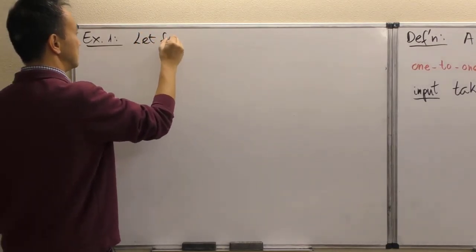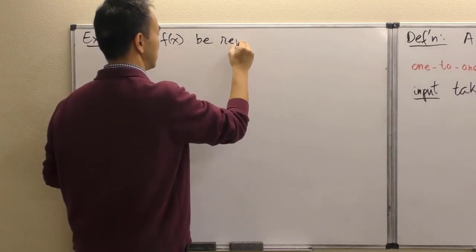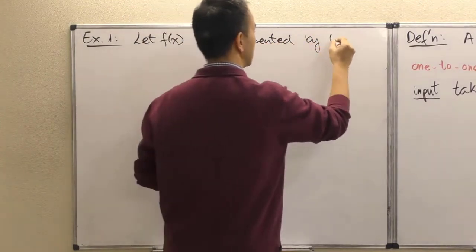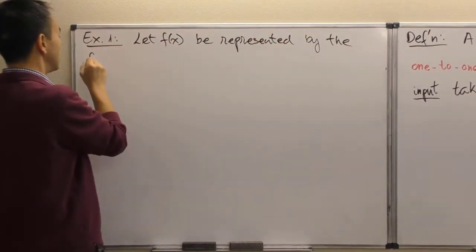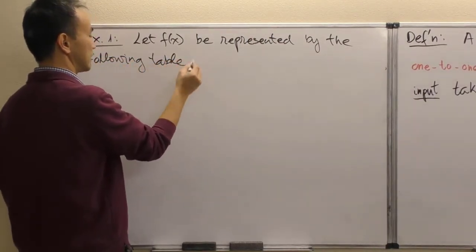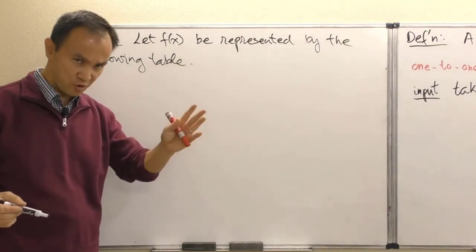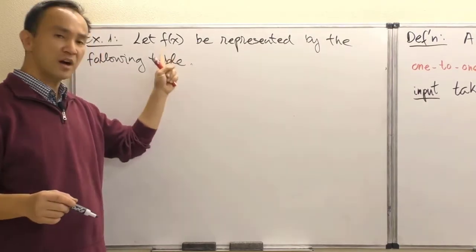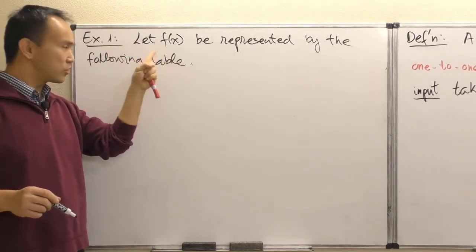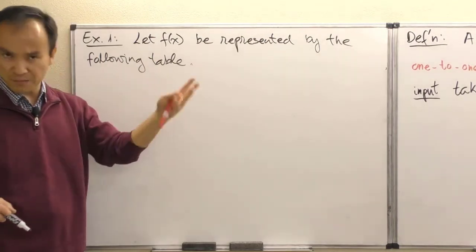Let f of x be represented by the following table. So I will be giving out a few different tables. Each table is a representation for a function. That's why I'm introducing with this instruction wording right here. So let f of x be represented by the following table, and you're going to have part A with a table, part B with a table.